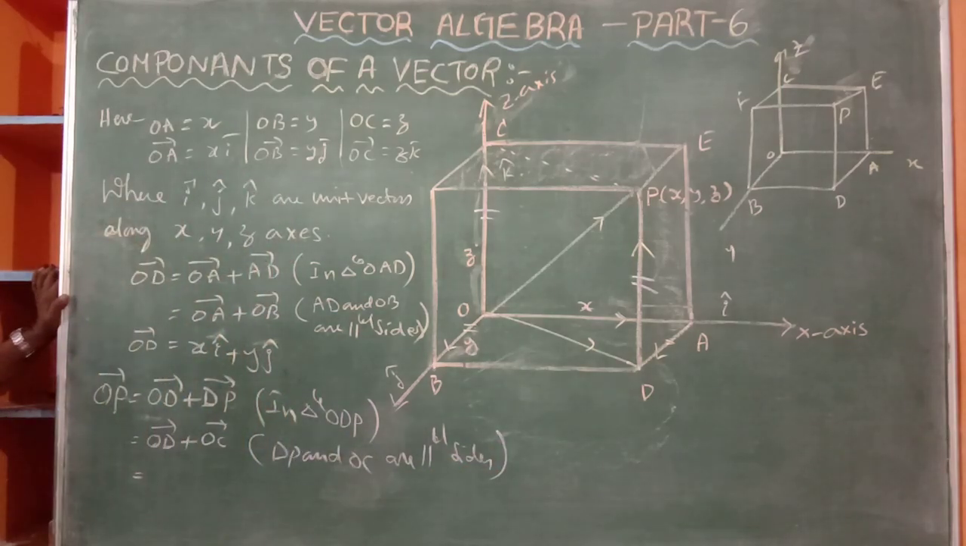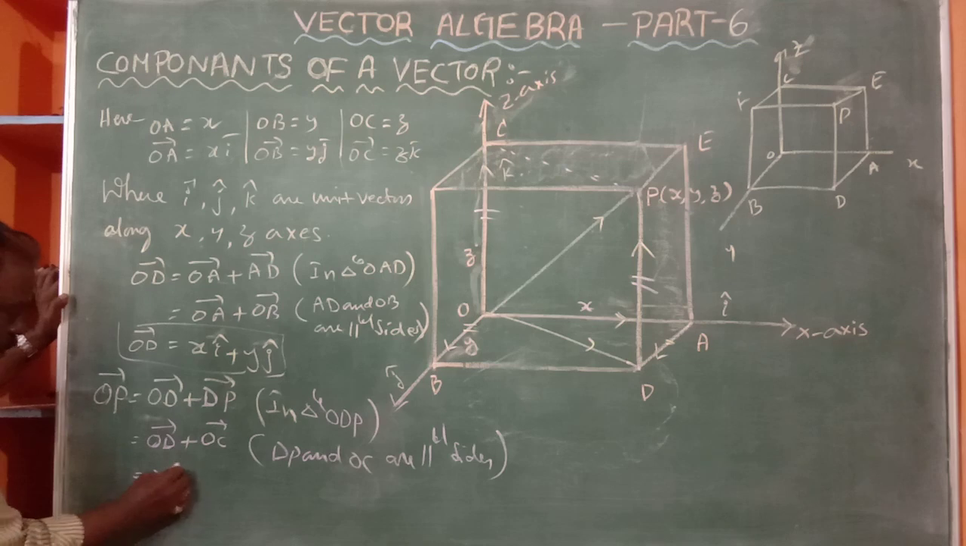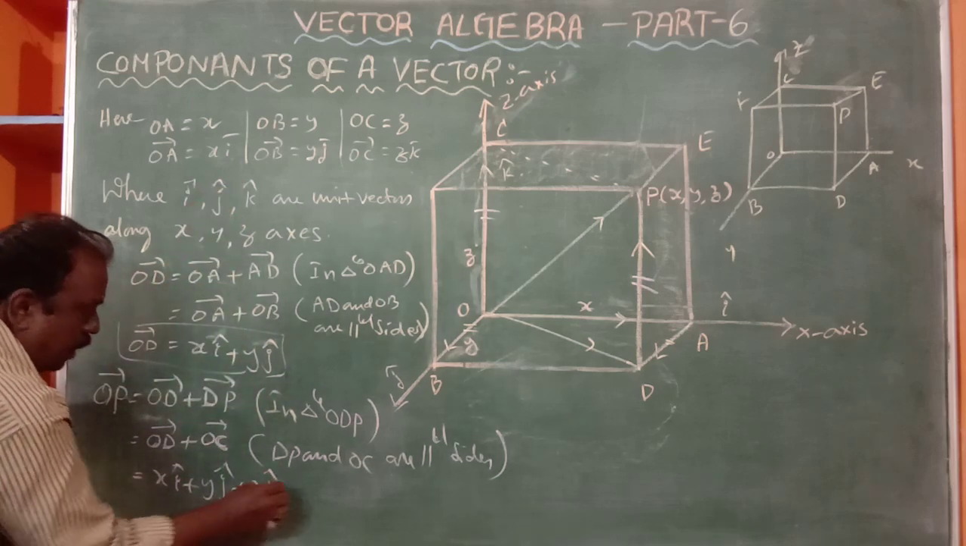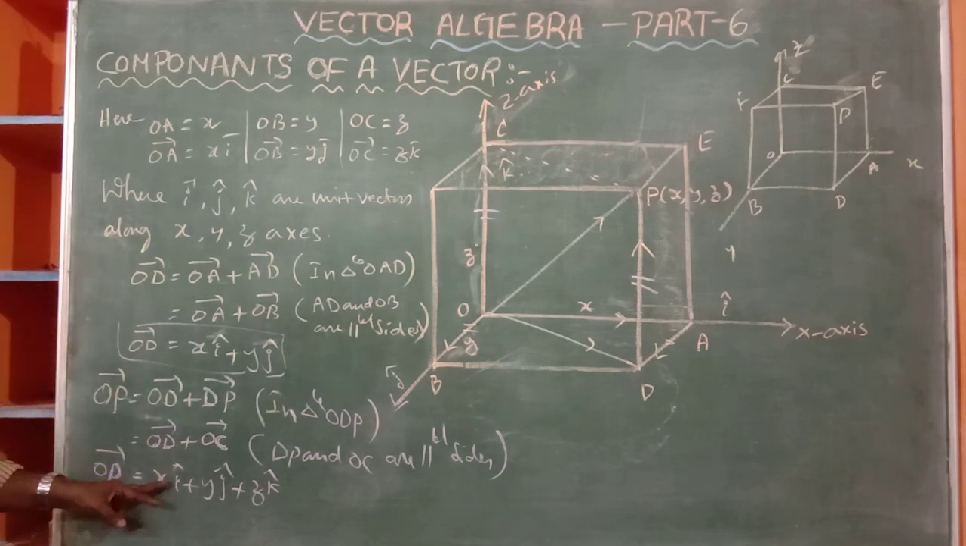Now, what is OD? You already know it. It is x i cap plus y j cap. But OC is already there. It is z k cap. So any vector OP bar, where P is a point whose coordinates are x comma y comma z, OP bar is x i cap, y j cap, z k cap. Like that we can define any vector, that is, any position vector of a point P, x comma y comma z.